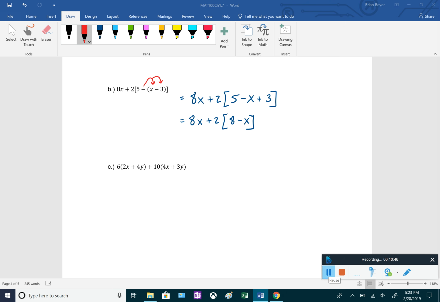And next we can distribute the 2. So distributing the 2, because remember those are just parentheses, 2 times 8 is 16. 2 times negative x, we get minus 2x. So the like terms here, we have 8x minus 2x. That's going to give us 6x, and then 6x minus 16 is going to be our final answer for that one.